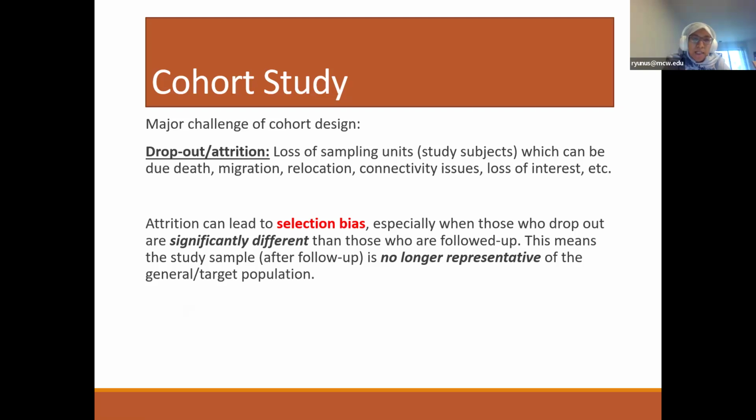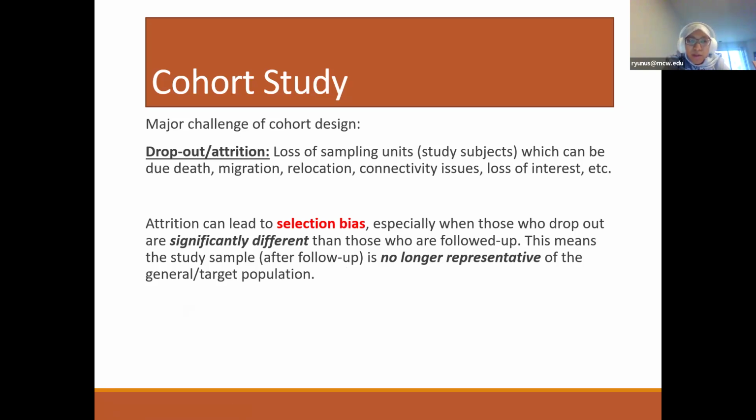Any prospective cohort study will face this major challenge, right? What is this major challenge? We call it dropout or attrition. What is attrition? Attrition is loss of sampling units, or in other words, loss of study subjects. You lose your respondents with time. And dropout can be caused by many factors.